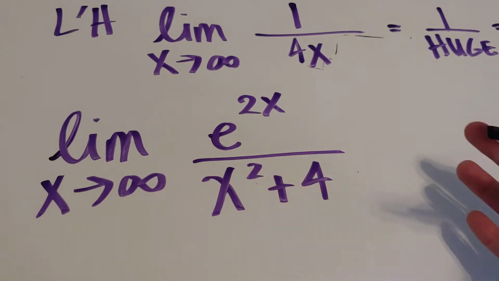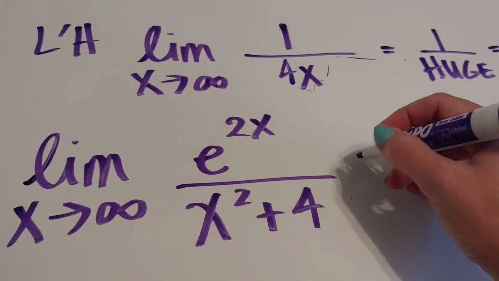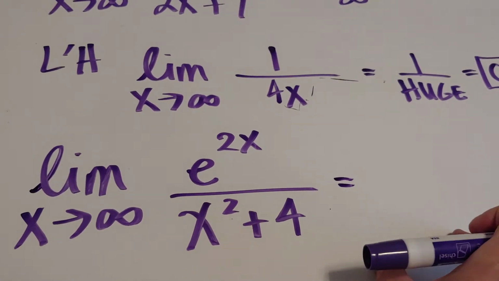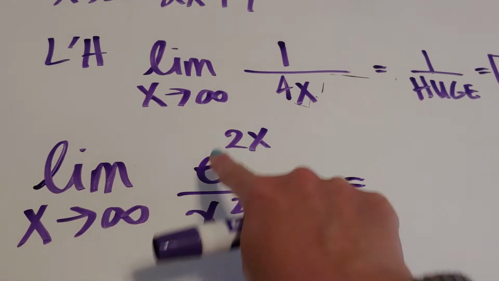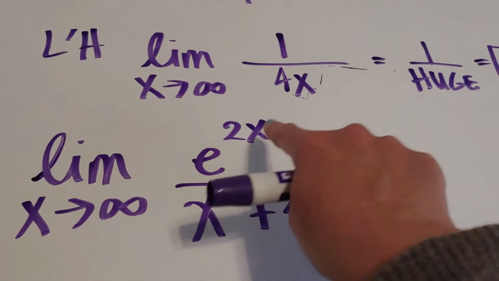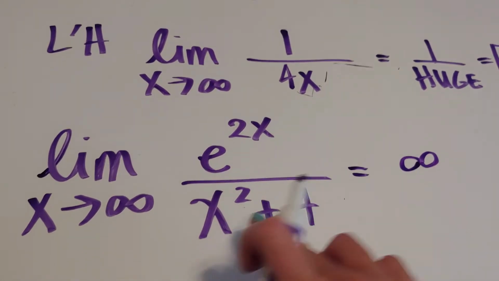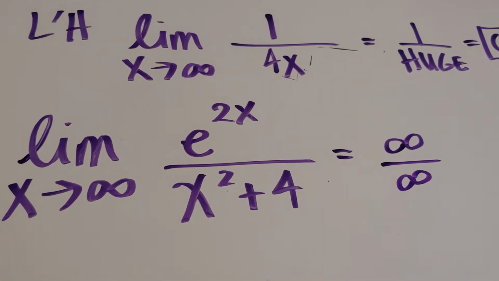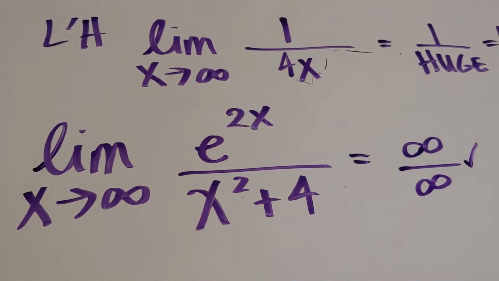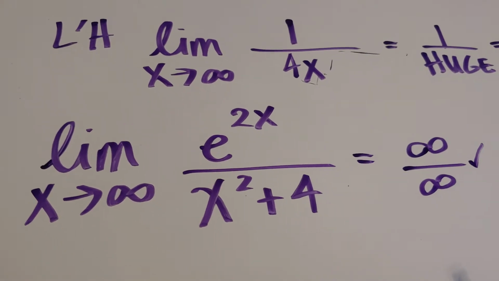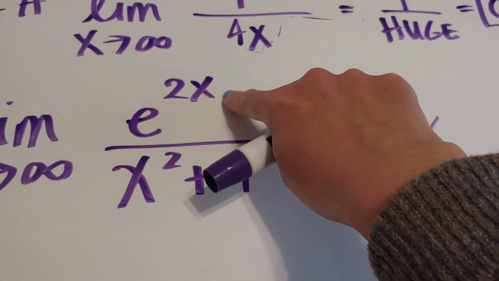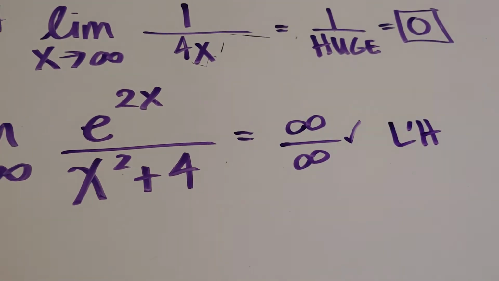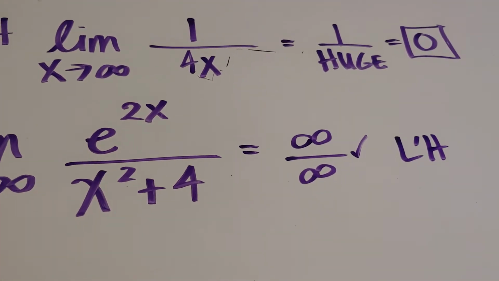However, if you want to use L'Hopital's rule, the very first thing you have to do is verify you have infinity over infinity. So if I plug in infinity, I get e to the infinity. That's definitely infinity. And I get infinity squared plus 4. That is also definitely a huge number. Okay, check, it fits our form. So what I'm going to do now is take the derivative of the top and the derivative of the bottom, and I'm going to write LH so anybody looking at my work knows what I did.